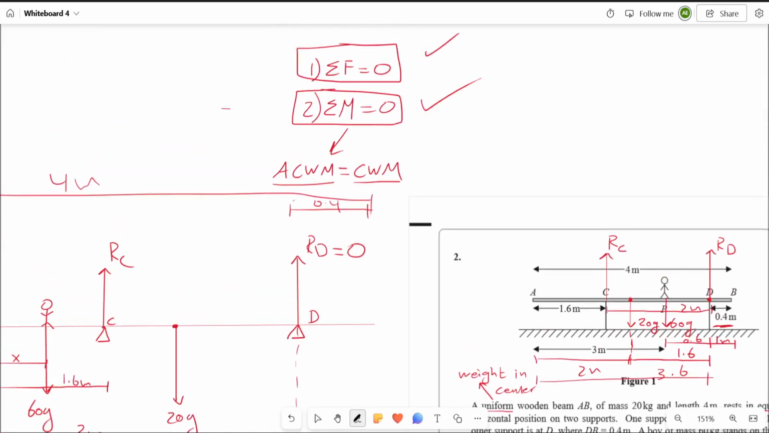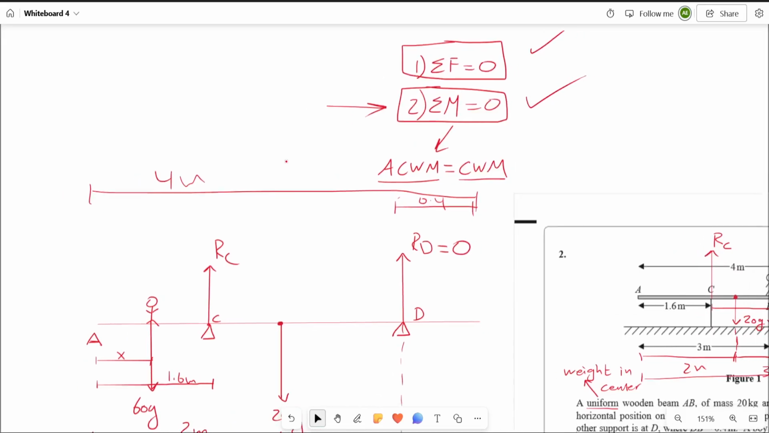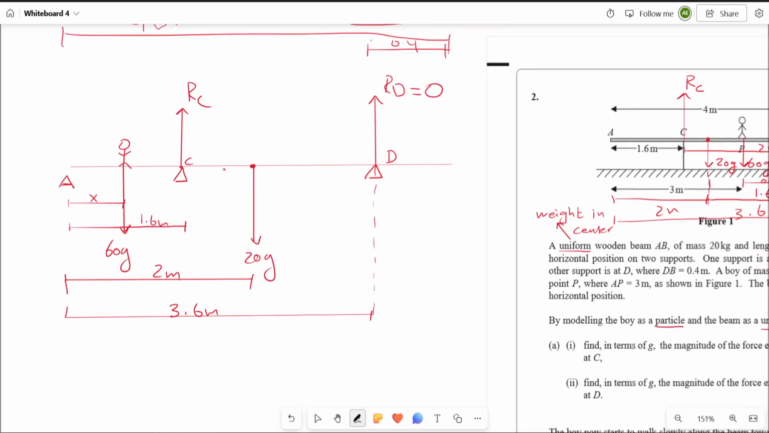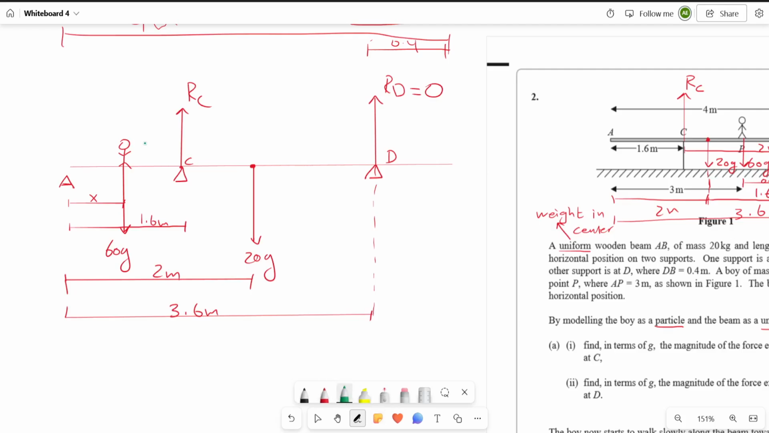Okay, so I'm going to use the fact that sigma moments equals 0. And over here, since I don't know RC, I'm going to use the same exact trick we did in the first question. I'm going to take moments about C. That way I'm going to eliminate the RC from my equation, because when I multiply RC times the distance to C, which is 0, it gives me 0, and I will not have an RC in my equation. I will not have an unknown, so I can solve straight for what I want.